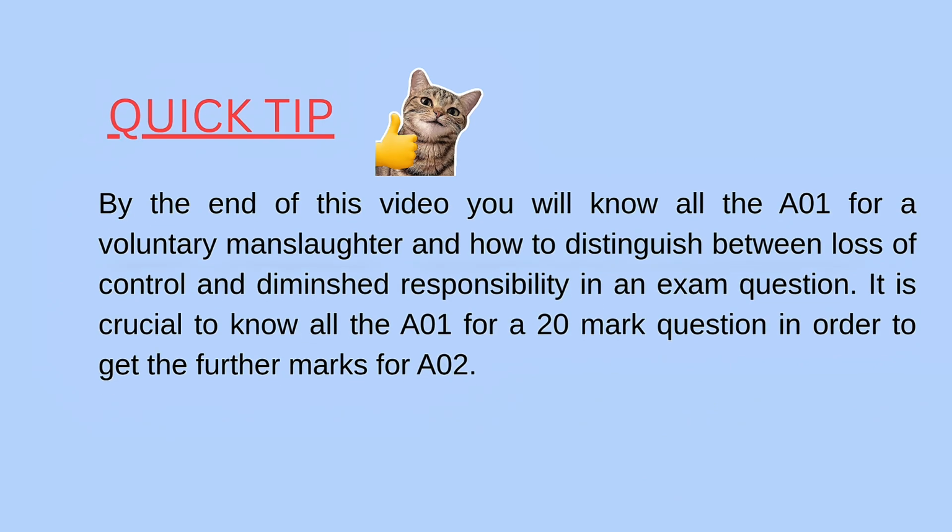But first, just a quick tip from me. By the end of this video, you will know all the AO1 for voluntary manslaughter and how to distinguish between loss of control and diminished responsibility in an exam. It is crucial to know all the AO1 for a 20-mark question in order to get the further AO2 marks. This is because the AO1 marks add up to 8 marks, which is all the content we're going to be going through, and it's a base for the application, which is AO2.